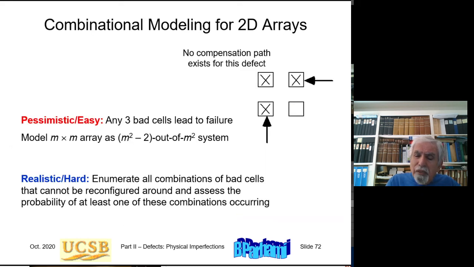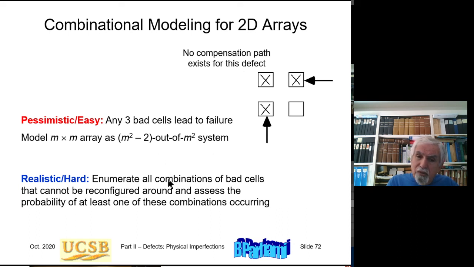So in reliability modeling, if this is an M by M array, I will model it as an M squared minus 2 out of M squared system. So as long as M squared minus 2 of those blocks, modules, are okay, then I'm guaranteed to be able to circumvent the defects. However, this is highly pessimistic. Always when we do reliability analysis, we establish lower bounds. And of course, the closer those lower bounds are to actual reliability, the better. But sometimes the lower bound will be much, much lower than the actual reliability. And we have to live with that because there are limitations to models.